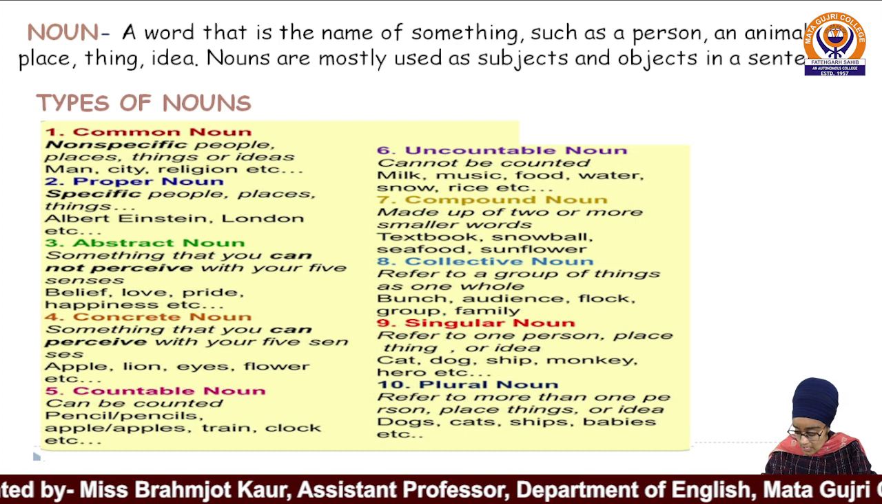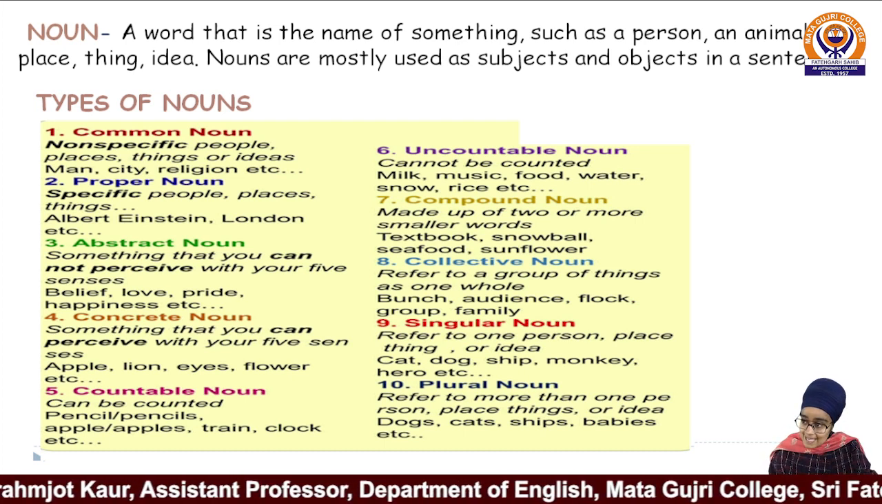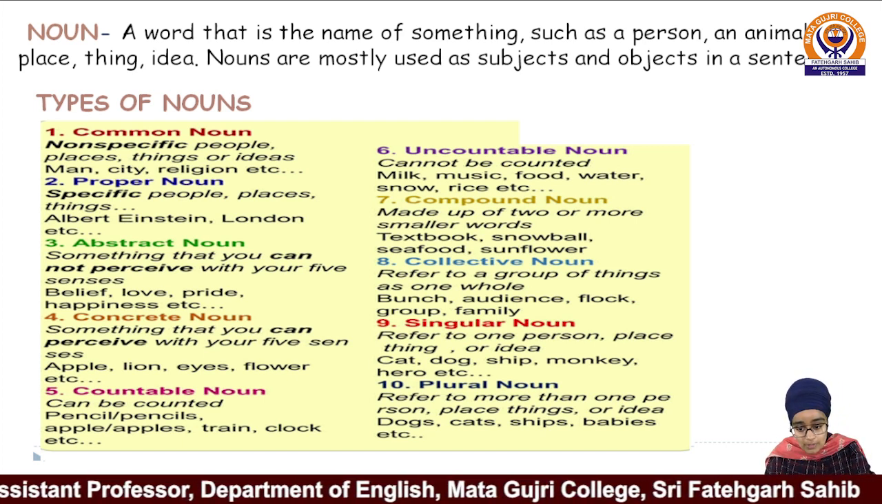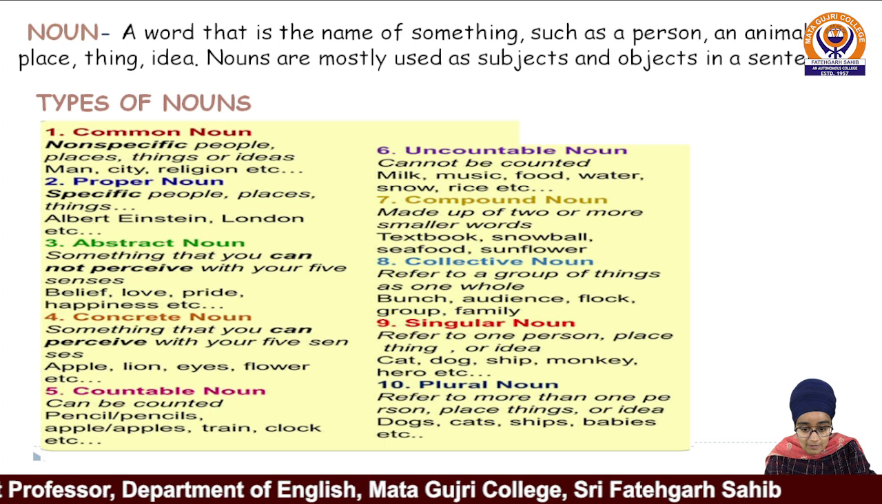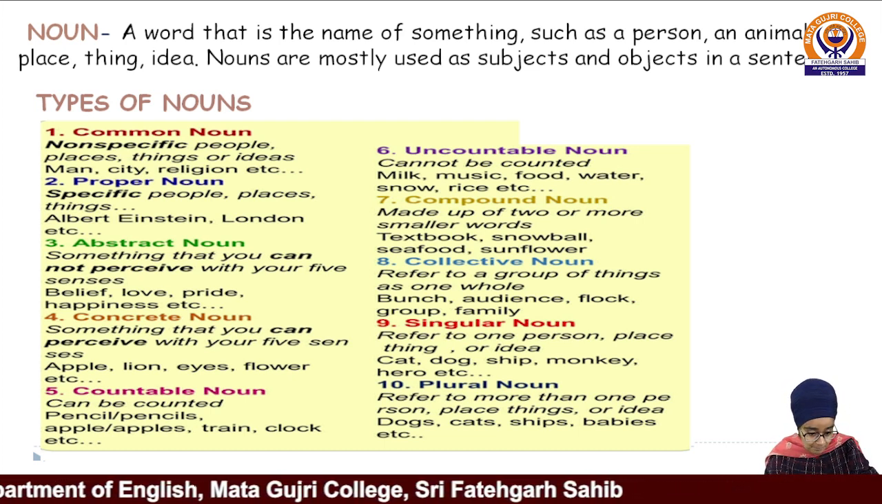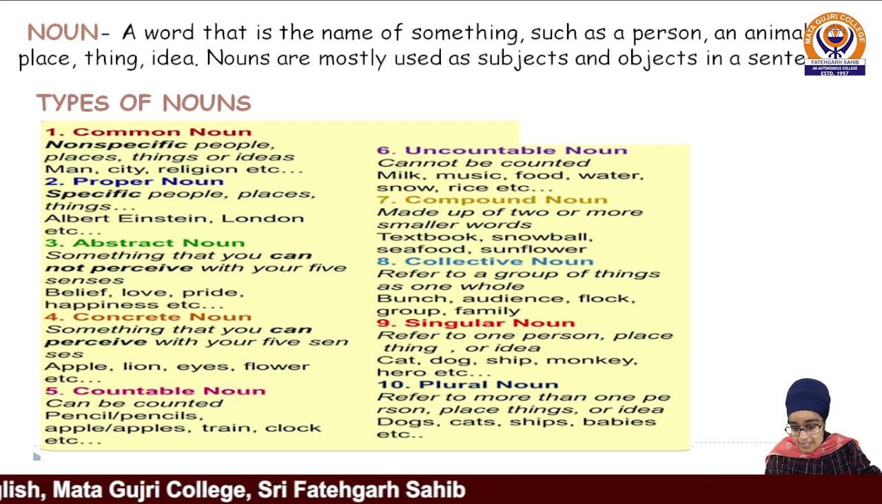Now, the seventh kind of noun is compound noun. Compound nouns are those which are made up of two smaller words, like text plus book will become a compound noun, textbook. Sun plus flower will become sunflower. Seafood likewise, and snowball, and many such examples. Now I shall cover the ninth and the 10th kind of nouns and then come back to the 8th.